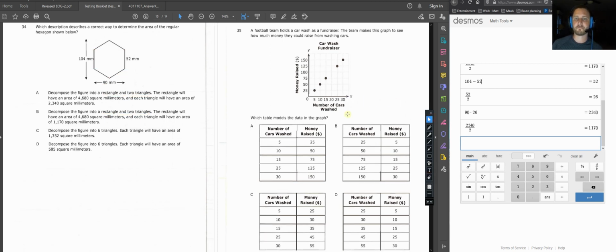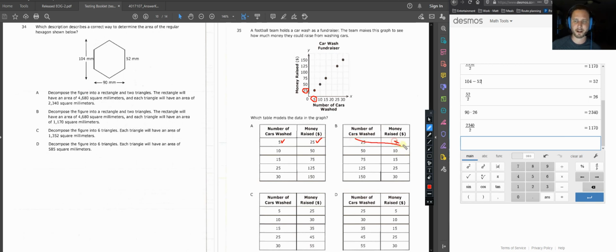For number 35, it shows a graph right here with amount of money raised on the y-axis and number of cars washed on the x-axis. It's asking us which of these tables down below match this graph. So let's just look at a couple of coordinates. If I wash 5 cars, it looks like I'll be making $25. So 5 cars washed, $25. That works. 25 cars washed, $5.